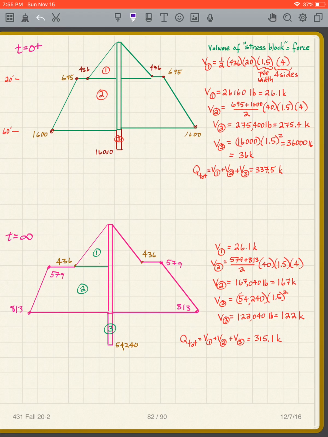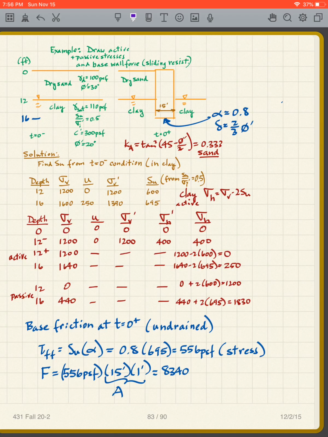And then my T equals infinity, I end up with 315 kips. So they're pretty close, but this one is more critical. So you have to design for the more critical, the t equals infinity. So that can happen sometimes. So most critical, that 315, that's what you have to design for. Okay, I'm going to stop there.